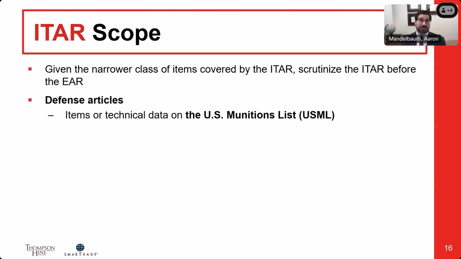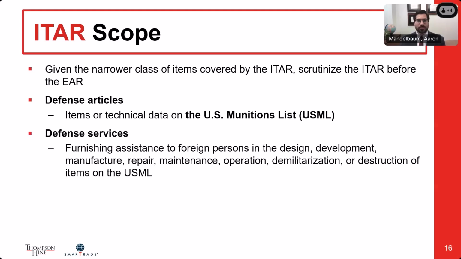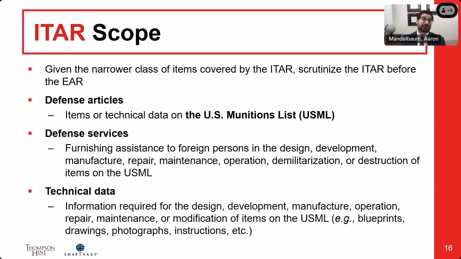Now, the first are what's called defense articles. These are items or technical data on the U.S. Munitions List, or USML. More on that in just a bit. But I also want to point out the ITAR also covers defense services. So this is furnishing assistance to foreign persons for items related to items on the USML. There's a wide variety of activities, but I don't think any of them are super surprising. I've included just a few on the screen. So for example, the design, the repair, the operation, etc. of these items. And then finally, the ITAR also covers technical data. This is information necessary for a variety of activities, the design, the manufacture, the repair of items on the USML. So think formulations, bills of materials, blueprints, photographs, you get the idea.